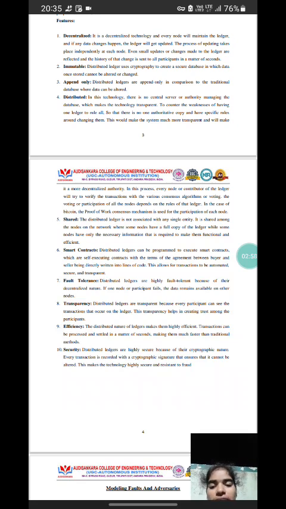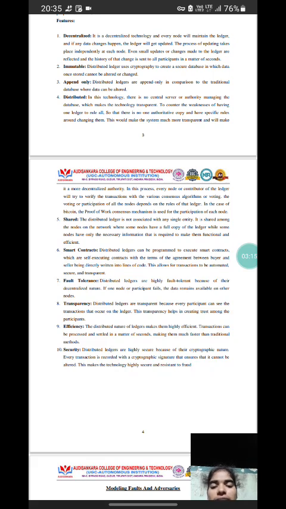Sixth one, smart contracts. Distributed ledgers can be programmed to execute smart contracts, which are self-executing contracts, with the terms of the agreement between buyer and seller being directly written into lines of code. This allows for transactions to be automated, secure, and transparent.